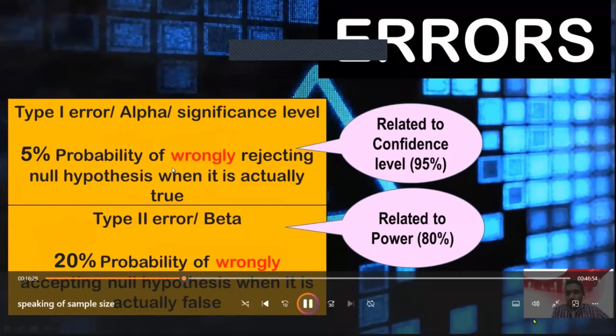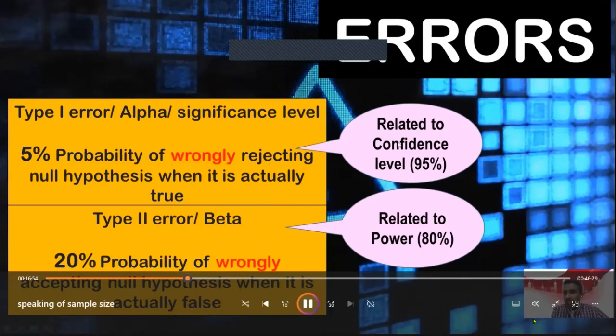Remember, any study carries a substantial amount of risk and errors. But we cannot conduct a study without any error, right? But we want to keep the error as minimal as possible. That's why we are keeping the type 1 error at 5%, because it is a very serious error. So, 5% probability of wrongly rejecting a null hypothesis when it is actually true.